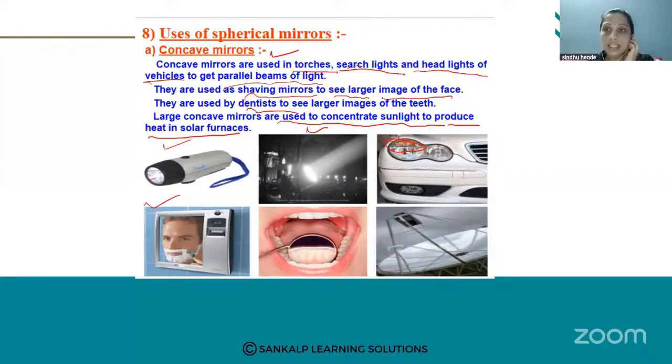We already learned about this, right? We always said that the concave mirror always converges the light rays. It converges the light rays, which means it concentrates all the light rays in one particular point. Okay, so that's why we use concave mirrors in solar furnaces. These are all the uses of concave mirrors. Okay, let us see the use of convex mirrors.